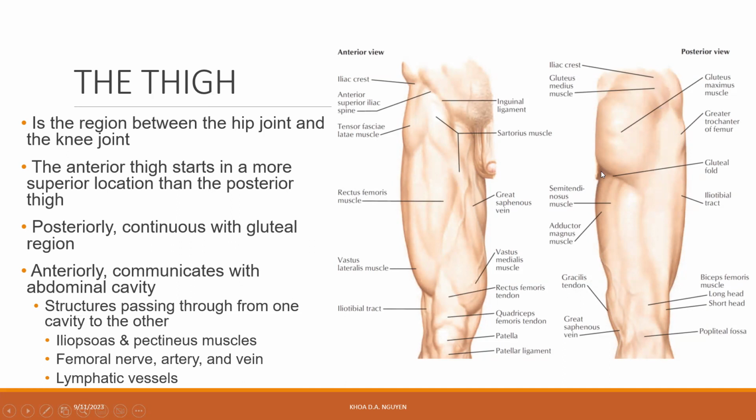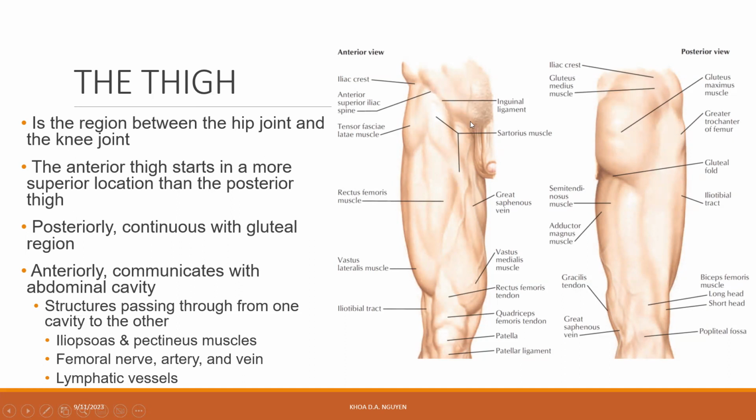Why? Because on the posterior side, we have the gluteal region right here, which we have already learned about. And the gluteal region only exists at the posterior side, and therefore, on the posterior side, you need to superiorly have this gluteal region before you go down, and it becomes the thigh down here. Now, posteriorly, as we have said before, the thigh is continuous with the gluteal region up here, and anteriorly, it communicates with the abdominal cavity because anteriorly, there is no gluteal region.